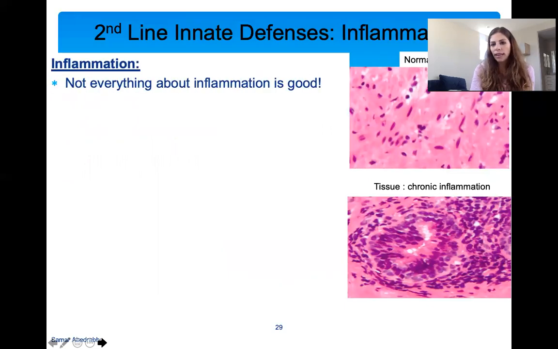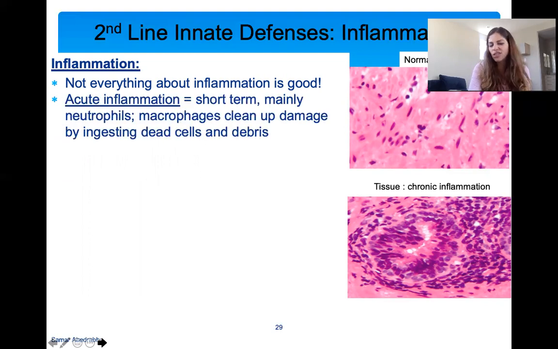Not everything about inflammation is good. I do want to say, though, a little bit of inflammation is good. It protects us, but too much inflammation, chronic inflammation, can lead to tissue damage and cancer. So we're going to do a brief explanation why. Acute inflammation is short-term inflammation. This is a good type of inflammation, mainly done by neutrophils, your white blood cells that do phagocytosis, and macrophages clean up the damage by ingesting dead cells and debris, the different waste material.